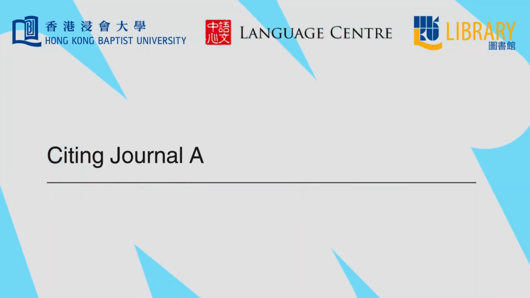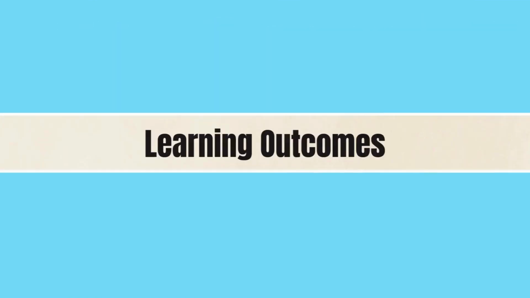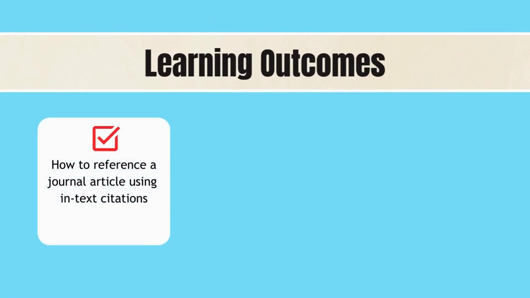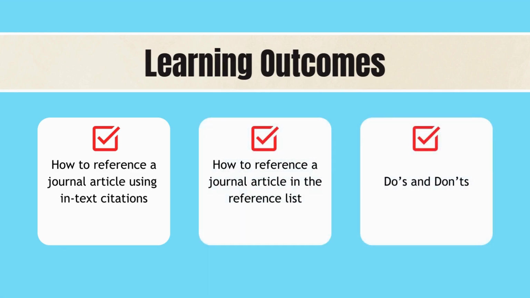In this video, you will learn how to properly cite journal articles in the APA 7th edition style. By the end of this video, you will be able to reference a journal article using in-text citations and reference lists, as well as identify best practices for doing so.